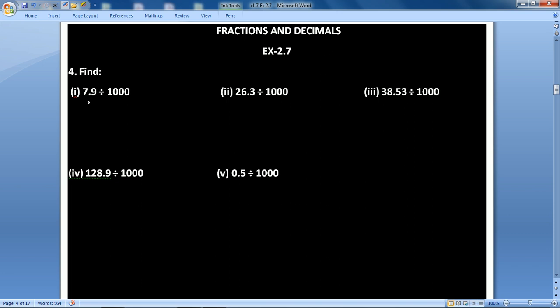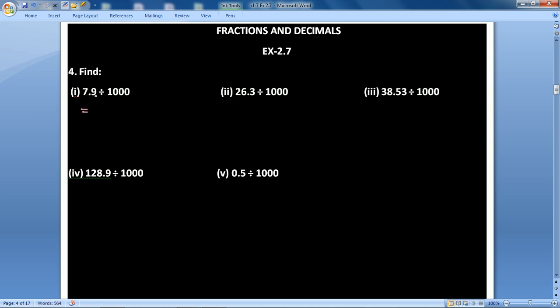So when we divide a number by 10, 100 or 1000, the digits of the number and the answer are the same, but the decimal point in the answer shifts to the left by as many places as there are zeros over 1. Here we have 3 zeros. So the decimal point will be shifted 3 digits towards the left.